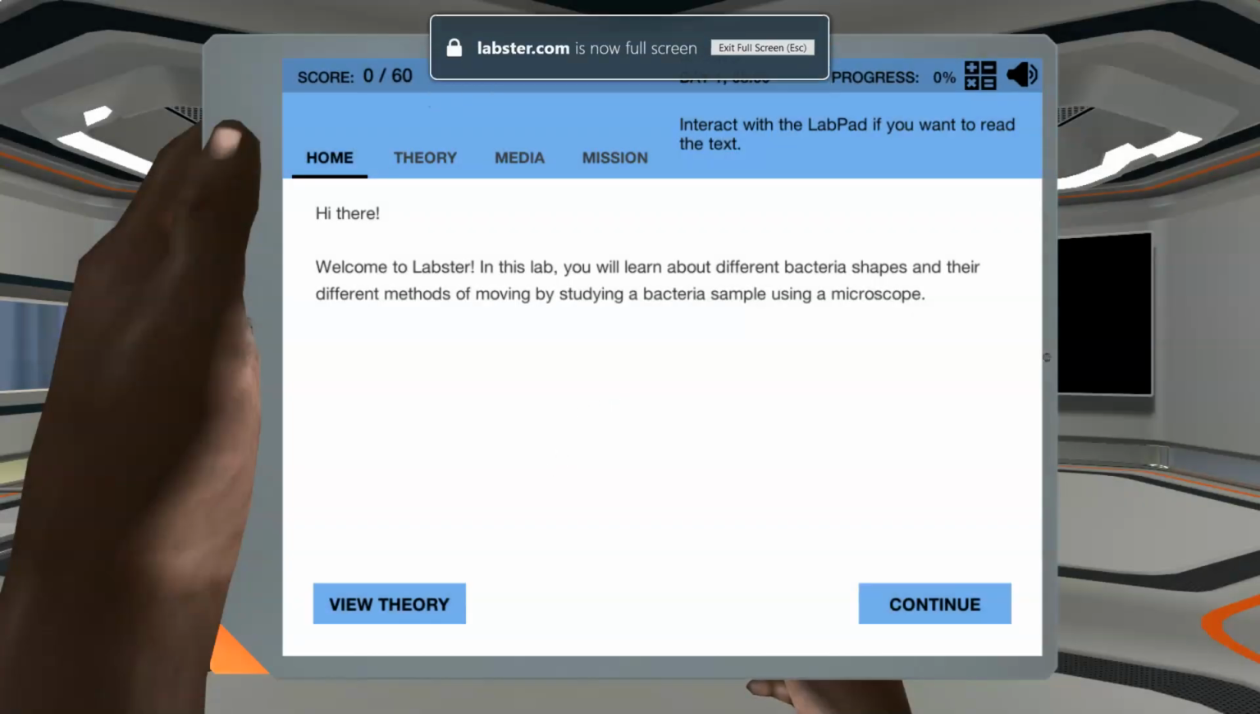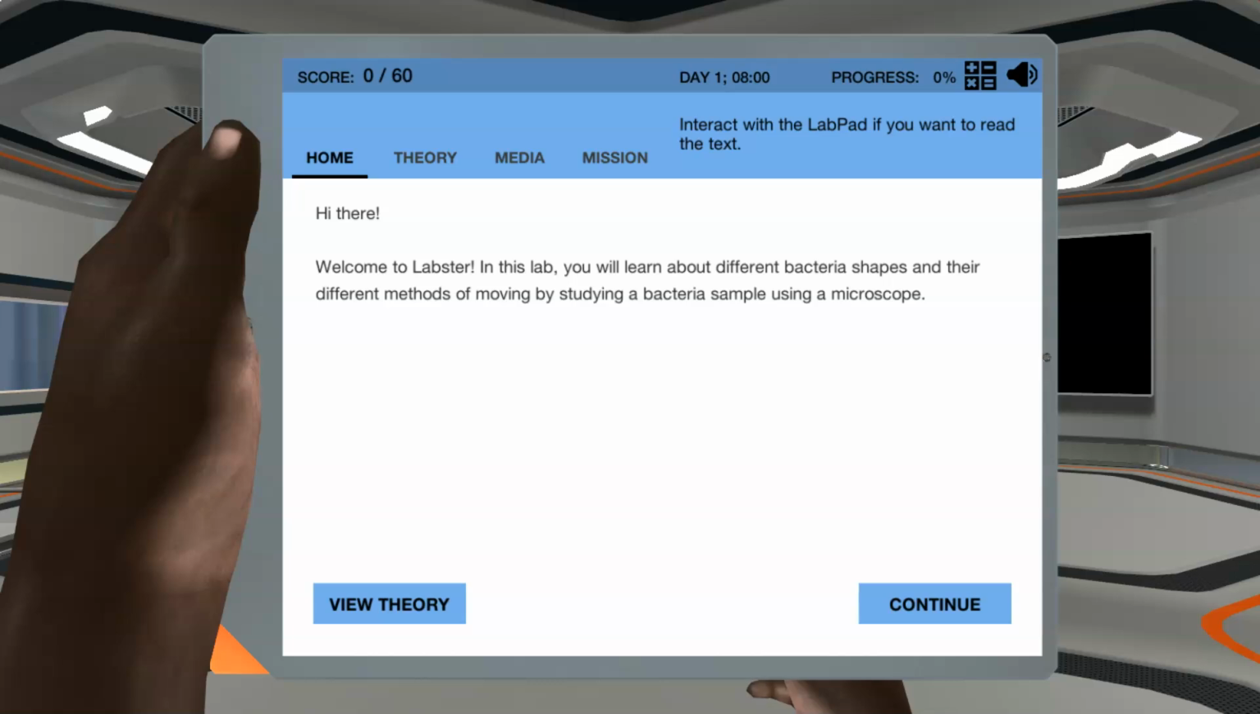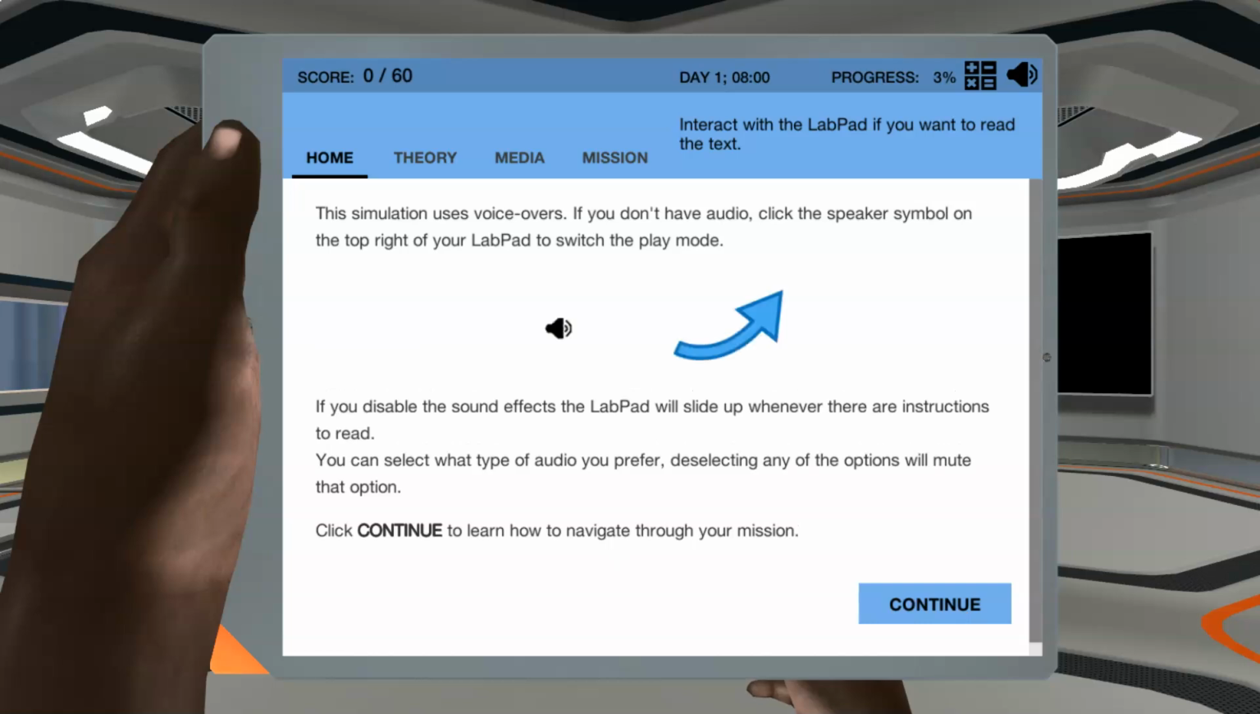In this lab, you will learn about different bacteria shapes and their different methods of moving by studying a bacteria sample using a microscope. This simulation uses voiceovers.